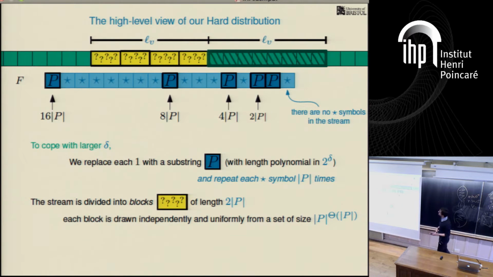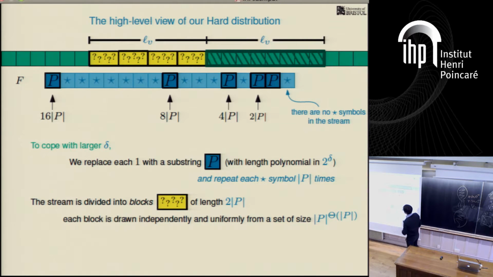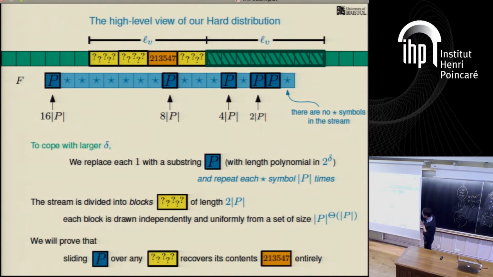So as I slide through this thing, I get all of the Hamming distances between this block and this thing here. And I'm going to tell you that because of the way we're going to pick p and the set of blocks, in fact, we will prove that sliding this specially chosen p over any of these blocks from this set recovers entirely its contents. So now, instead of having a single character that's recovered by a single character, I have a substring p that recovers a substring of the text. So that's the game, essentially.